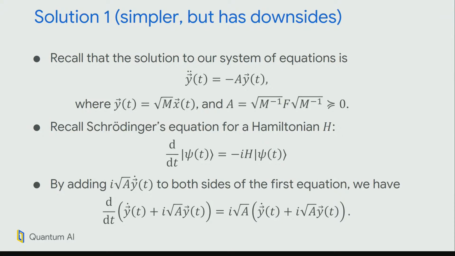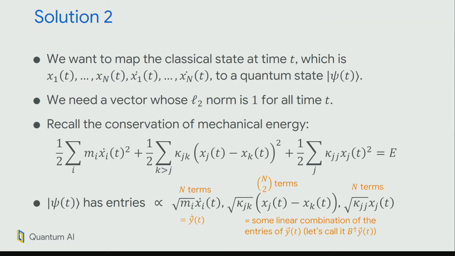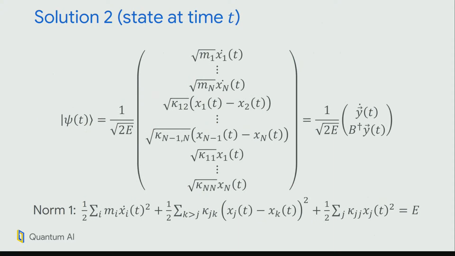But I'm going to use a different mapping in my second solution, which is to have these states that look like this, which are normalized because of the conservation of energy. In the previous case, it was not clear why that state was norm 1 even. It was just some real part plus complex part. I added them, the norm remains conserved, but that was not totally obvious.